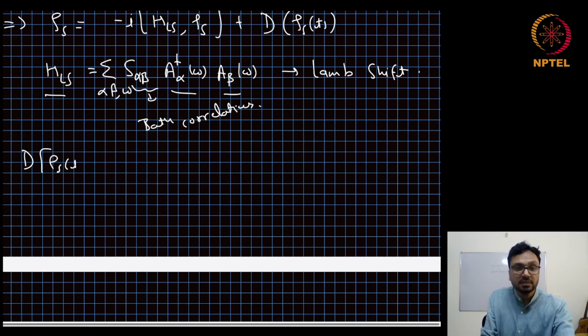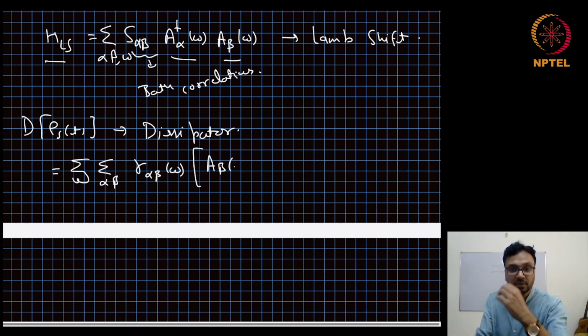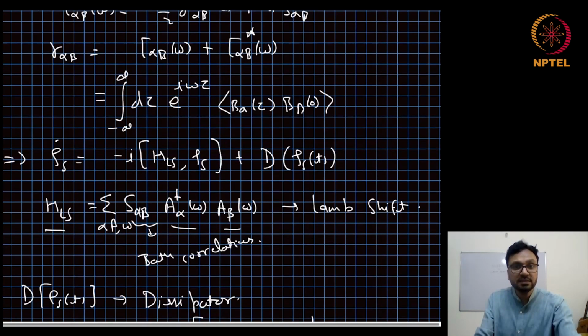D of rho s is called the dissipator. So this is a map acting on rho, given by the sum over omega, sum over alpha beta, gamma alpha beta of omega, [A beta of omega rho s of t A alpha dagger of omega minus half anti-commutator of A alpha dagger of omega A beta of omega, rho s of t]. So this is the simplest and final form of the dynamical equation we have now.